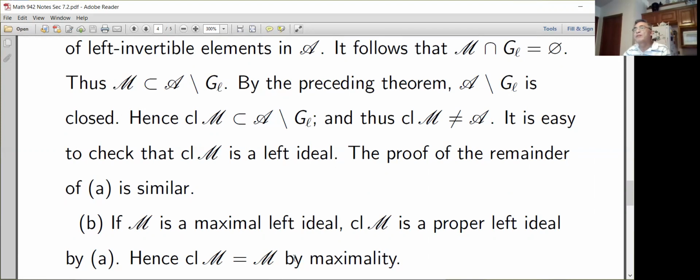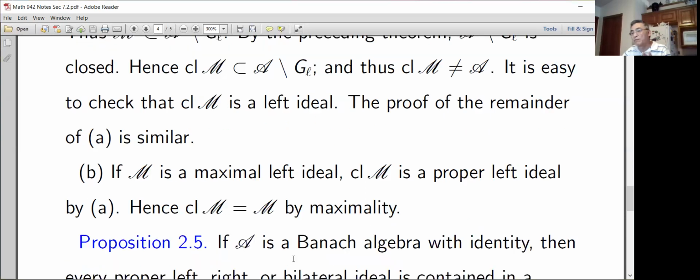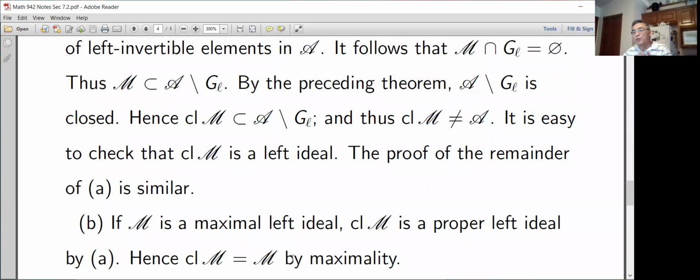So we have proved that a maximal left ideal is closed. The same argument shows a maximal right ideal is closed, and a maximal bilateral ideal is closed. So Corollary 2.4 has been proved.